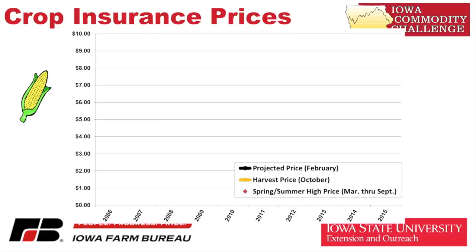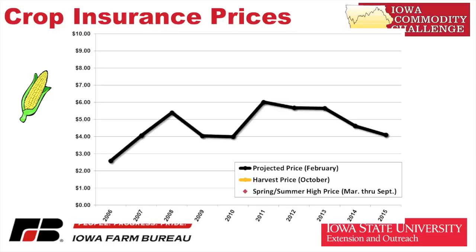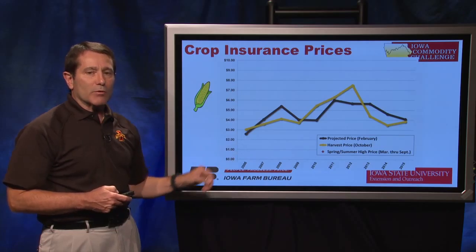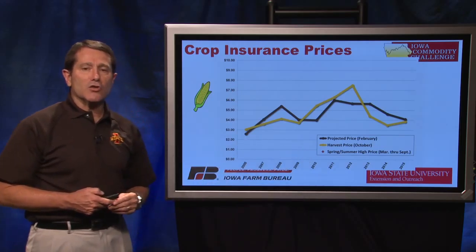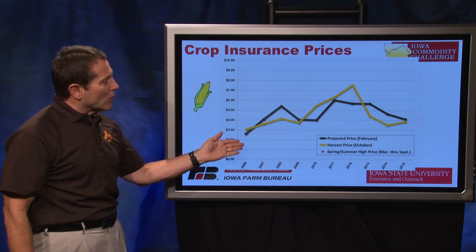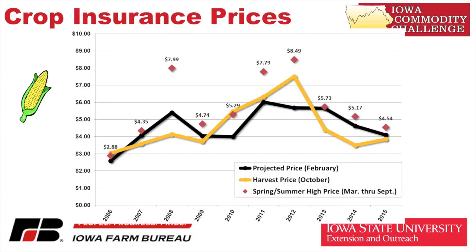When I look at the use of crop insurance in a pre-harvest marketing plan, I'd like to lay out the last 10 years, where the black line is the projected price. That's that February average of December corn futures. Then I'll overlay the harvest price, which is the October average of December corn futures. Now, my goal in a marketing plan of new crop would be to try to sell in the spring months, March, April, May, June. But what I've done is I've recorded in the red diamonds the highest December corn futures price each of those years over the last 10 years.